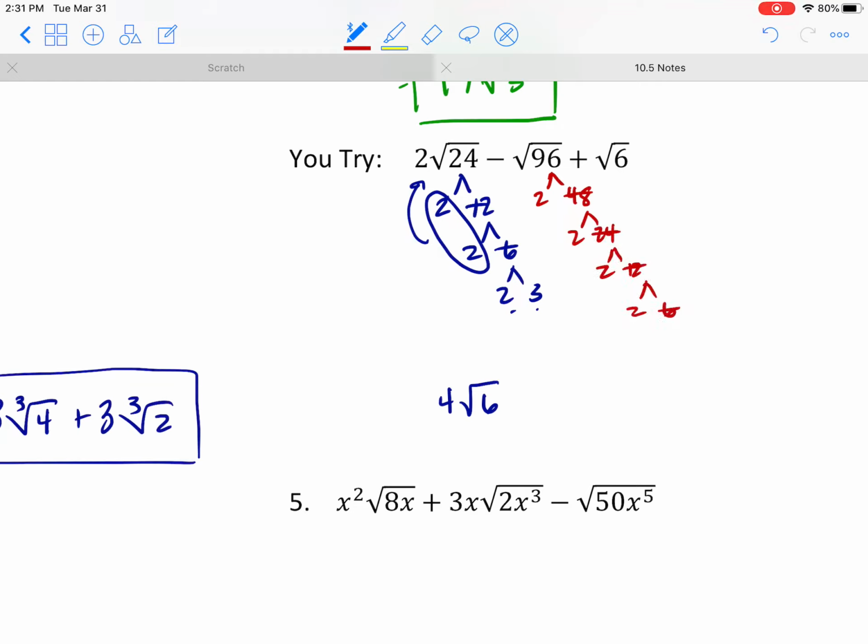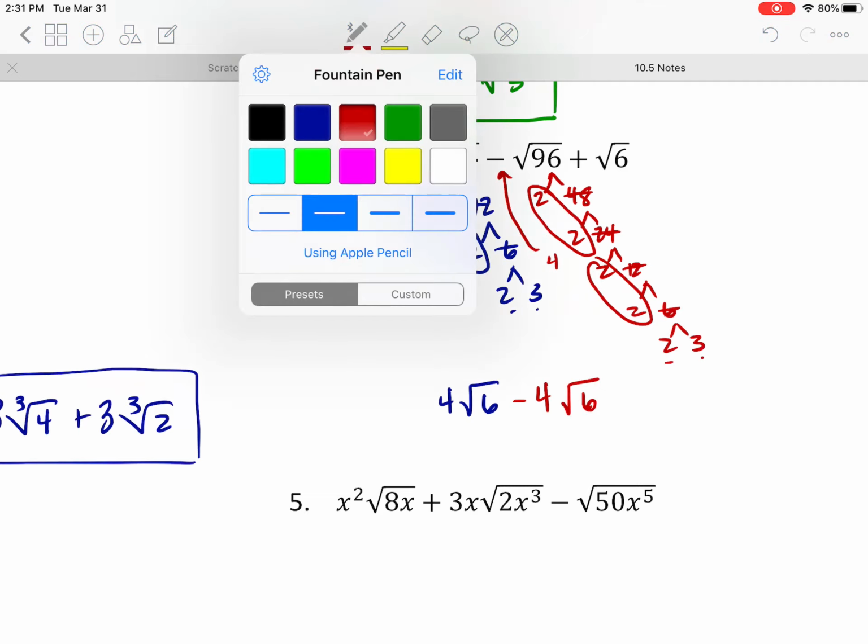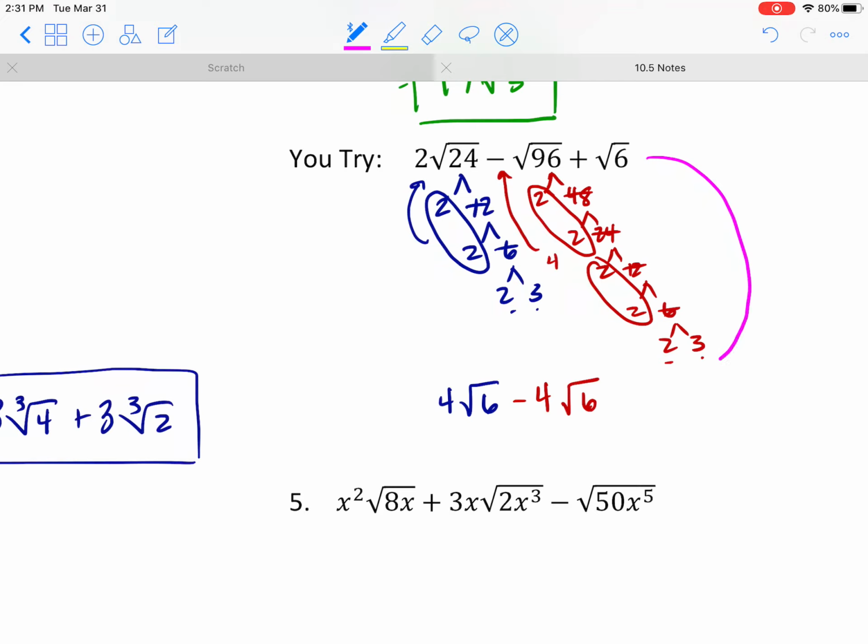96. That's 2 and 48. That's 2 and 24. That's 2 and 12. 2 and 6. And 2 and 3. So we could take out a 2. We could take out another 2, which would be 4. That 4 times that negative gives me a negative 4. And in front of a radical 6 again left over. And then fortunately I don't have to break this last one down. So I'm just bringing down my plus radical 6.